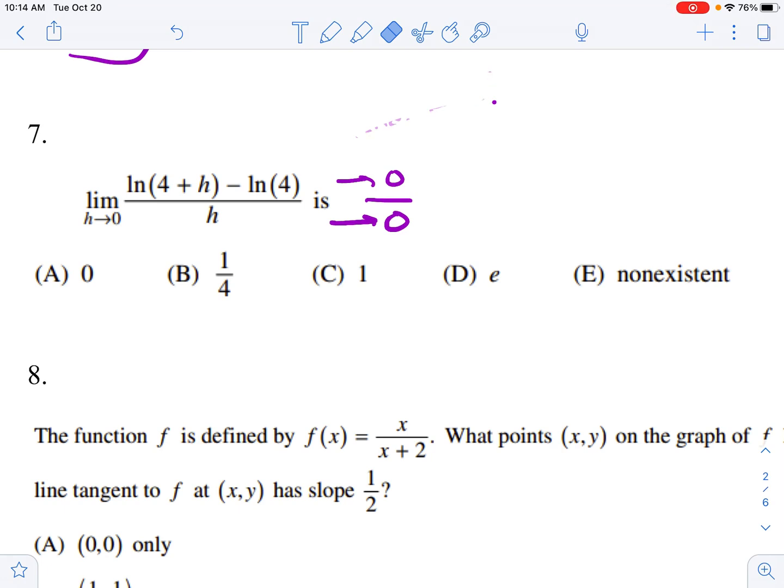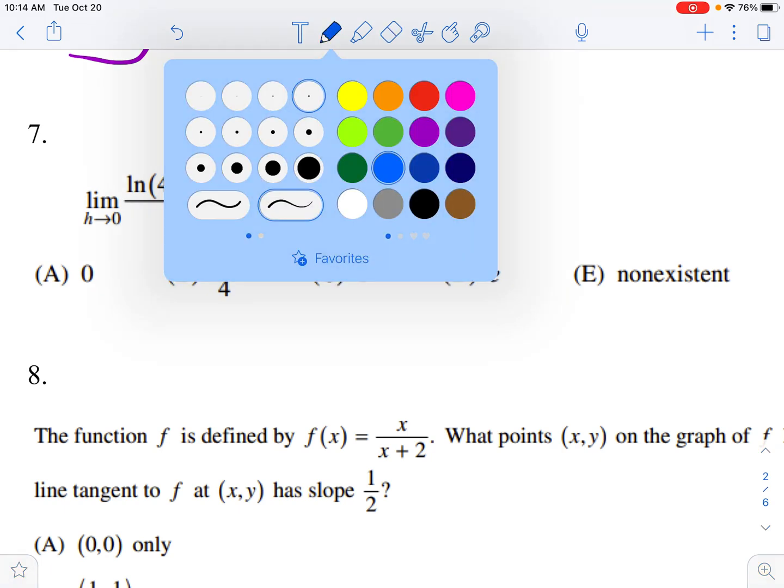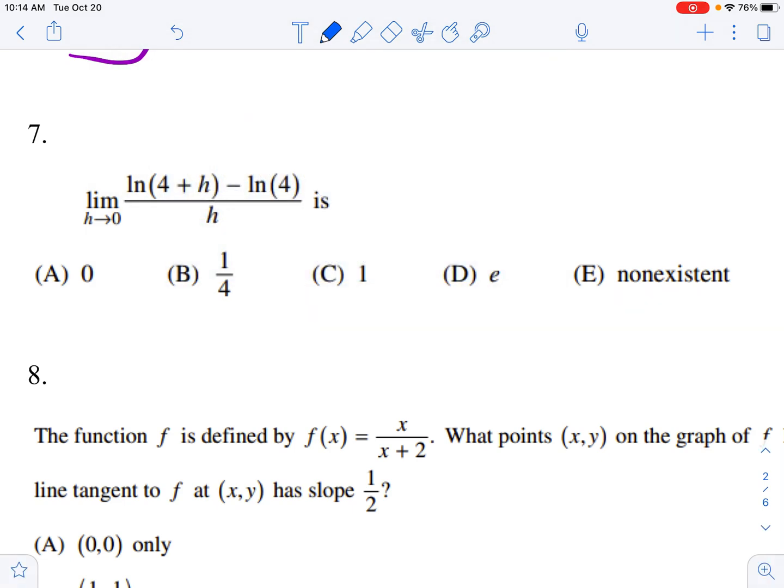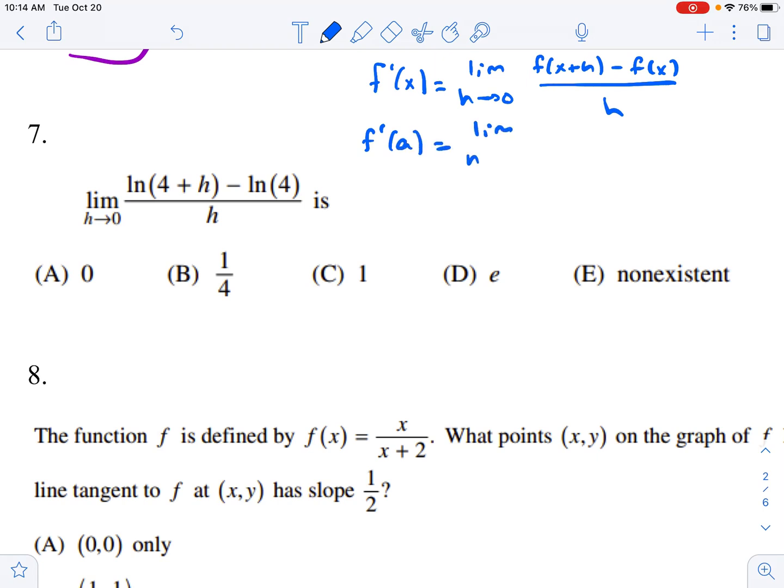Well, this isn't really a limit problem. I really call this a derivative in disguise. I'd like to remind you about something. The definition of derivative, f prime of x, is the limit as h approaches 0 of f of x plus h minus f of x all over h. And the derivative at a specific point a is the limit as h approaches 0 of f of a plus h minus f of a all over h.